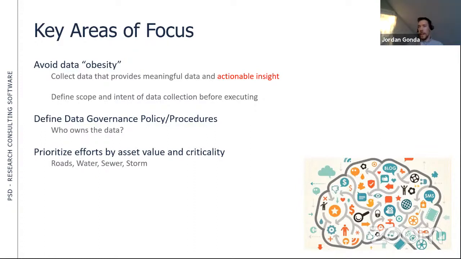We also want to look at defining a data governance policy or procedure. So that comes down to who owns the data. It comes down to which department, which party is responsible for looking after it, who has what kind of access. And then lastly, we prioritize the efforts by criticality. So if we start anywhere, this is kind of where we start. There's a lot more I can say about data, but I think these are some of the key points, doing that gap analysis and working in a way that we can prioritize it. That's where I'd say we'd start.